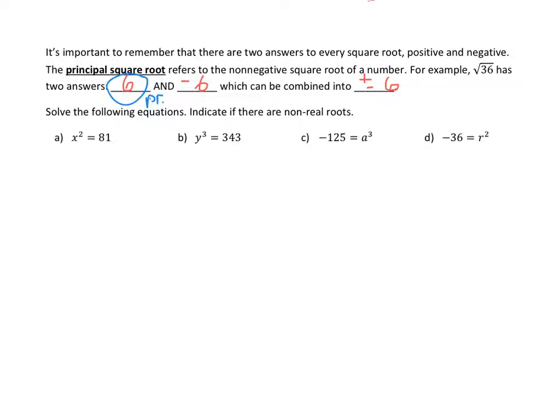Okay. So let's take a look at some equations. Solve the following equations and indicate if there are non-real roots. We'll do a couple of these. We'll do a square root one and a cube root one. Remember, non-real roots, that's when you have a negative under a square root sign, not under a cube root sign.